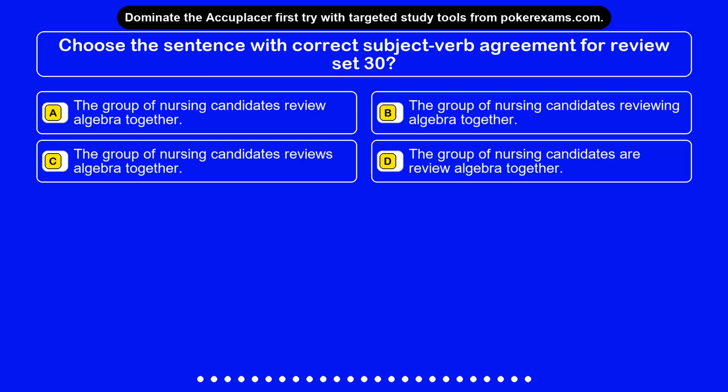Question 18. Choose the sentence with correct subject-verb agreement for review set 30. Option A. The group of nursing candidates review algebra together. Option B. The group of nursing candidates reviewing algebra together. Option C. The group of nursing candidates reviews algebra together. Option D. The group of nursing candidates are review algebra together.